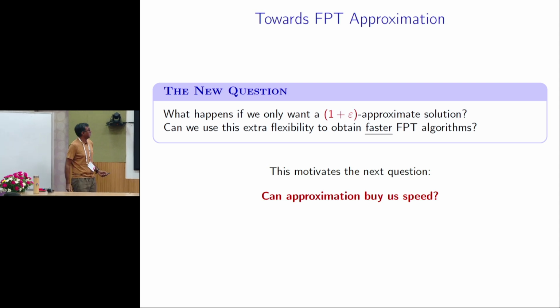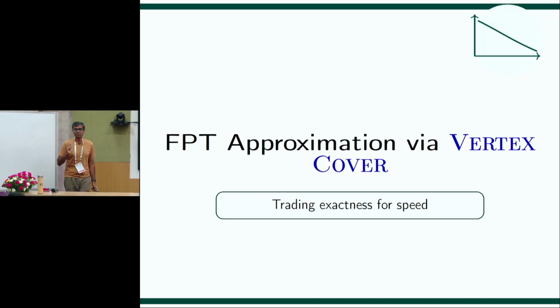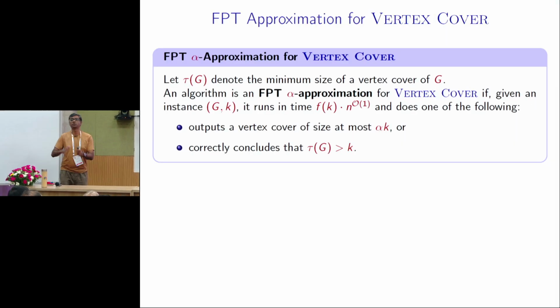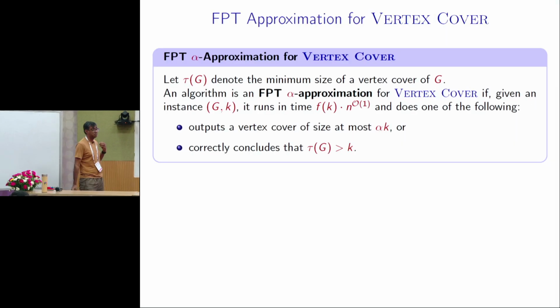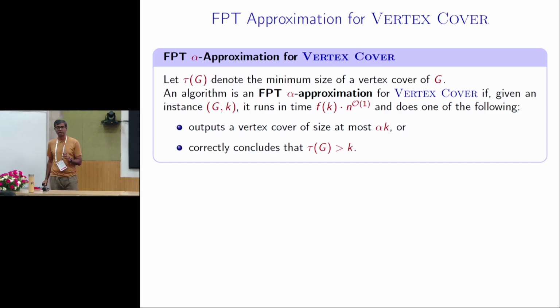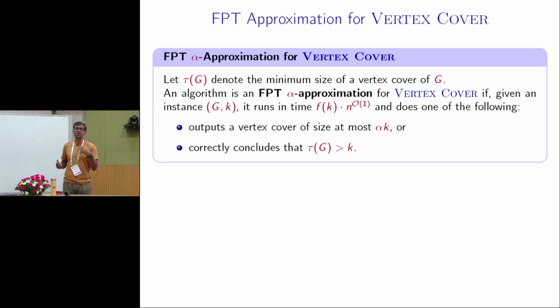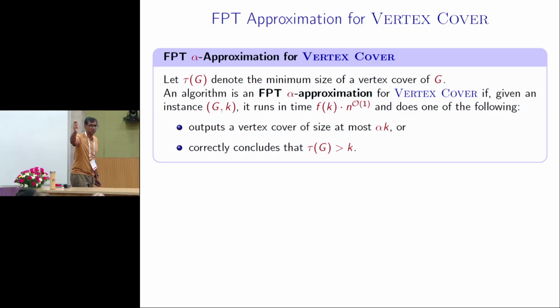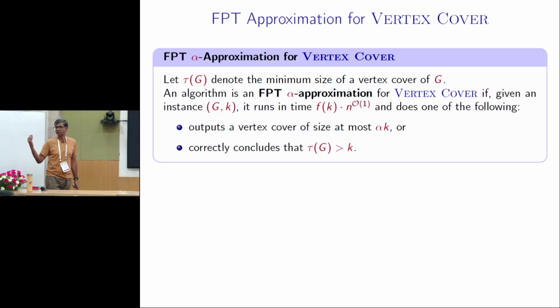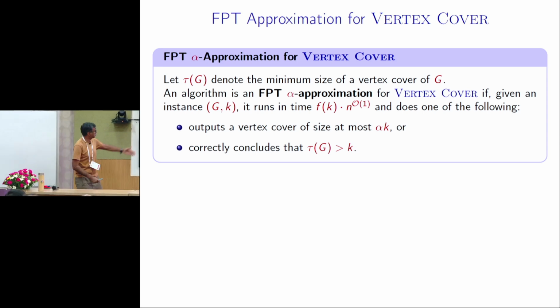Now I'll give you an FPT approximation for vertex cover. But first I want to introduce the definition. If you do classical polynomial time, the notion of approximation is very clear. There's a notion of minimum, and you are fighting against that minimum. So 2 times OPT, 3 times OPT, log n OPT, it's very clear. But in the world where we are going to measure the running time with respect to some number, I need to define what I mean by FPT approximation. And this is what it means.